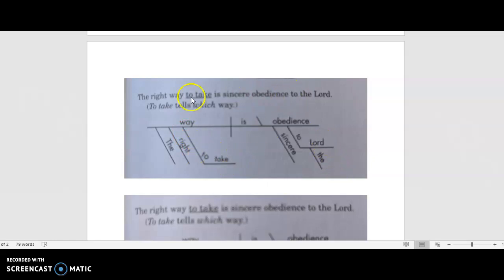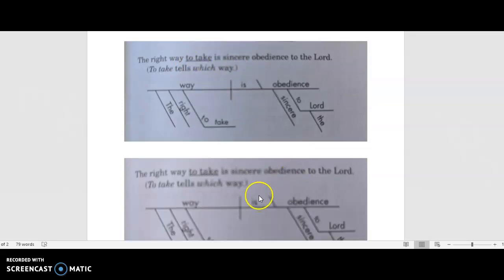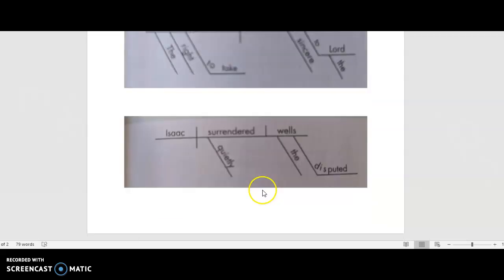Now, we have another: sincere obedience to the Lord. This is not an infinitive phrase. This is a prepositional phrase, and you'll see it diagrammed as such. If you have the preposition and an object of the preposition, you've got a prepositional phrase. If you have the word to and a verb popping in there, that is going to be an infinitive. I've got a second one there. I don't need both of those.